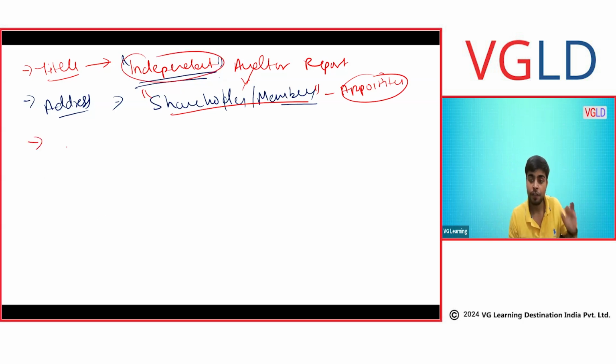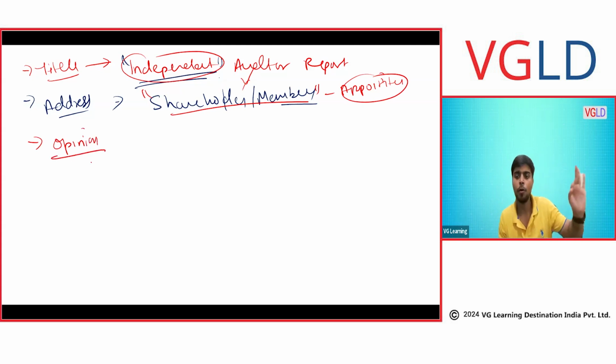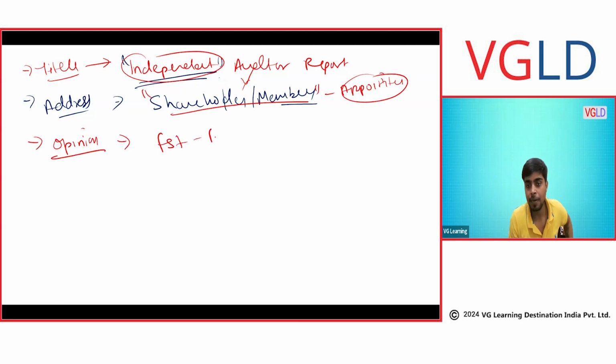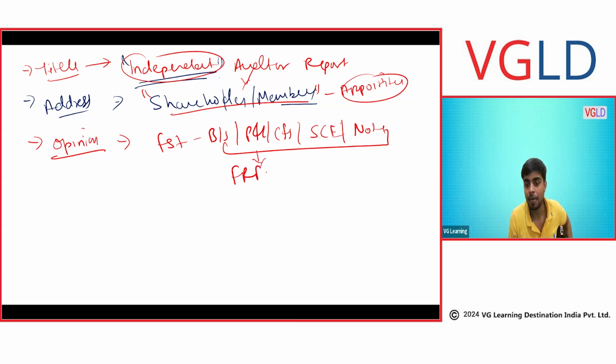The first thing you will start with is your opinion. Nothing formal. You will tell whether the financial statements, balance sheet, P&L, cash flow statement, statement of changes in equity, and notes to accounts, are prepared as per the applicable FRF and represent a true and fair view. How will you define this? You will define it in two formats. You will show an unmodified or unqualified opinion.